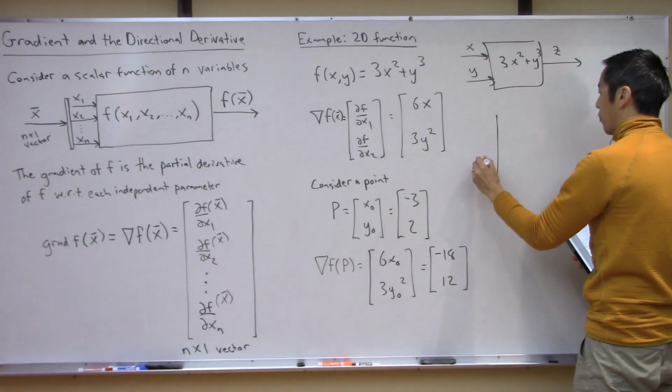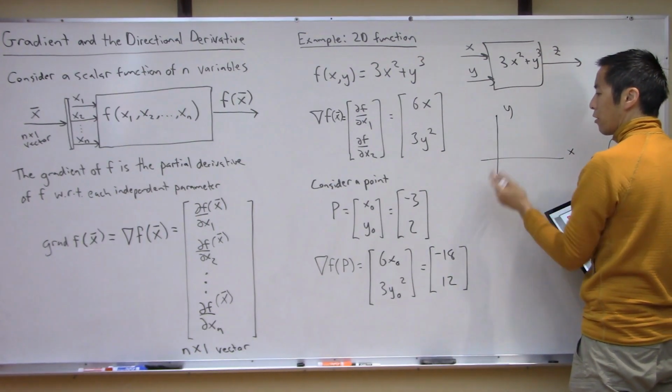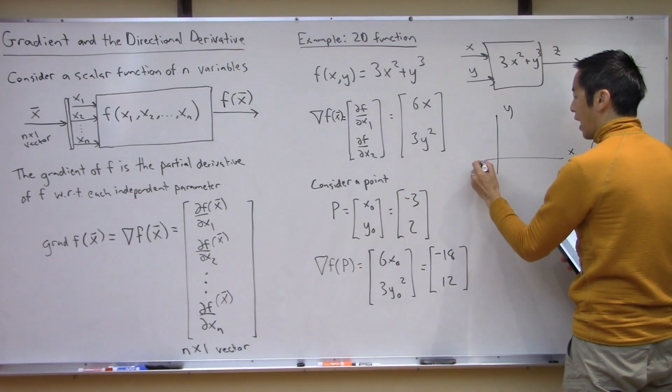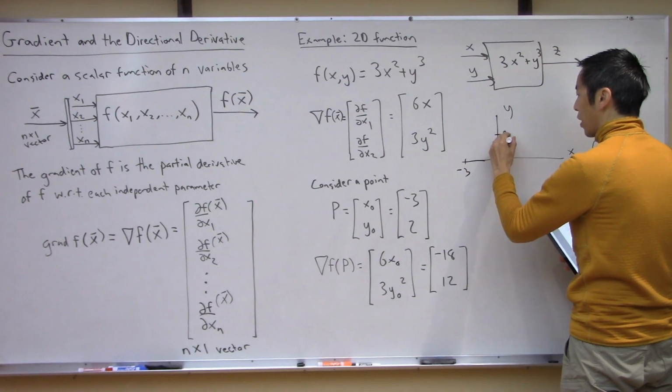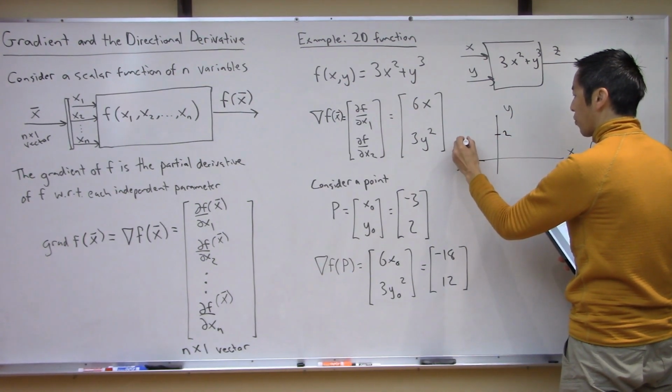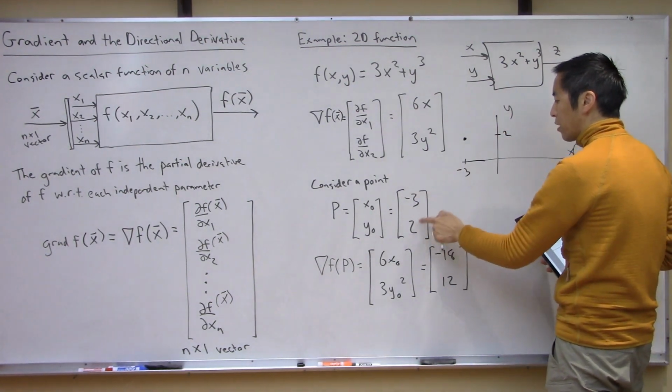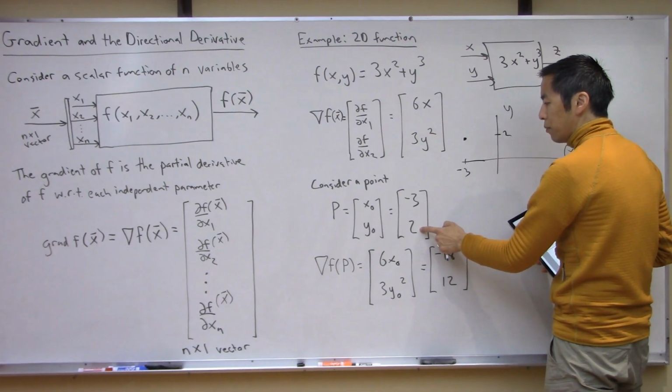So if we have something like x and y, let's pick a point. Let's pick, how about x of -3 and y of positive 2, right? So I'm interested in looking at this point right here, okay? So I'm going to pick this point, negative 3, positive 2, okay?